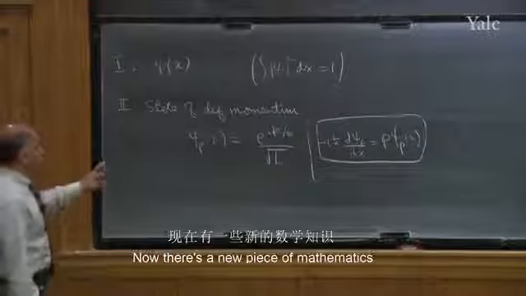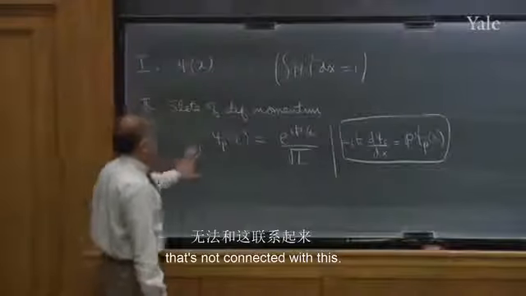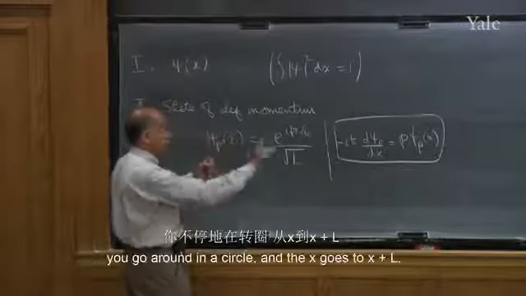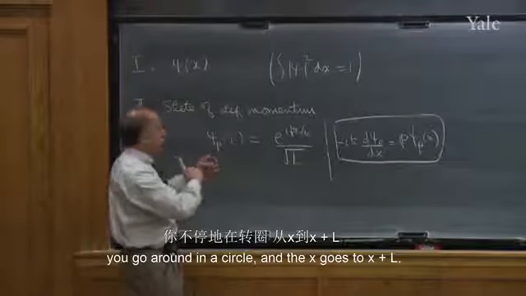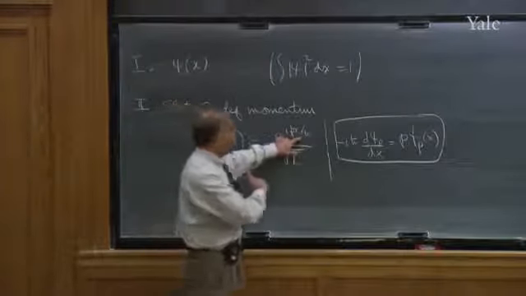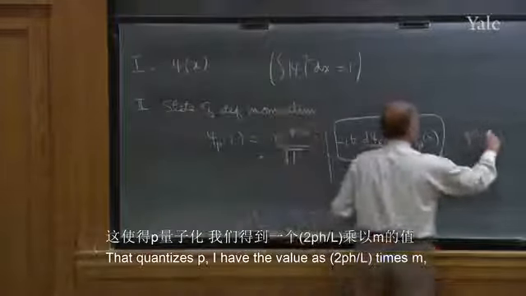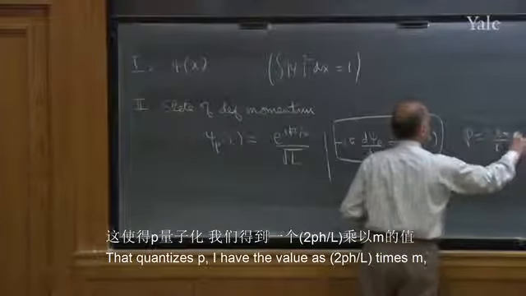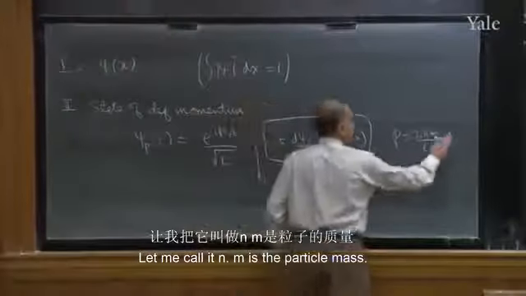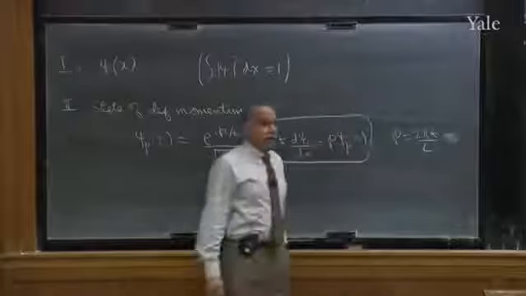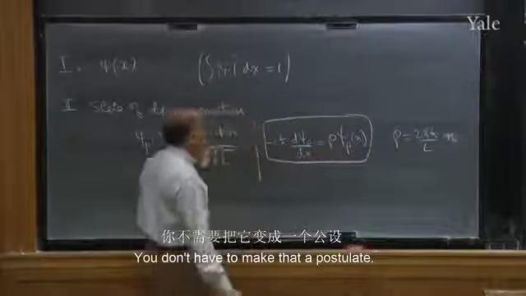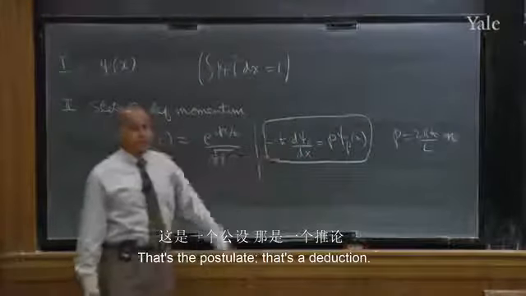Now, there's a new piece of mathematics that's not connected to this. This is a postulate. The mathematics says if you live on a ring and you go around in a circle, namely x goes to x plus L, you got to come back to the same function. That quantizes p to have the values 2 pi h bar over L times m, where m is an integer. Let me call it n, because m is a particle mass. That is a mathematical deduction. You don't have to make that a postulate. That's the postulate. That's a deduction.